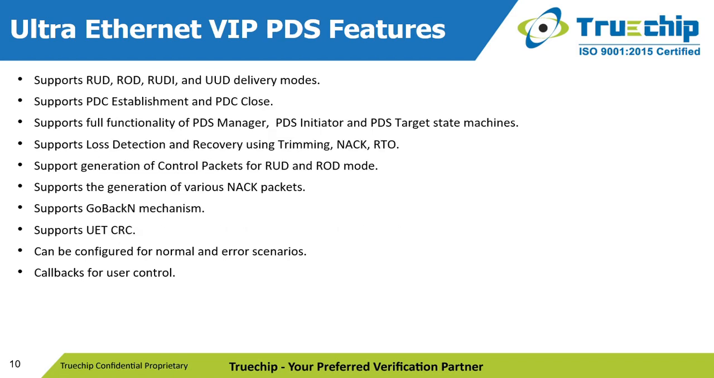Next is the packet delivery sublayer. Our VIP supports all four delivery modes: RUD, ROD, RUDA, and UUD. We have implemented the full functionality of the PDS manager, initiator, and target state machines, including PDC establishment and closure. It supports robust loss detection and recovery using mechanisms like trimming, negative acknowledgement, and retransmission timeouts. It can generate all required control packets and supports the go-back-N mechanism for efficient recovery.